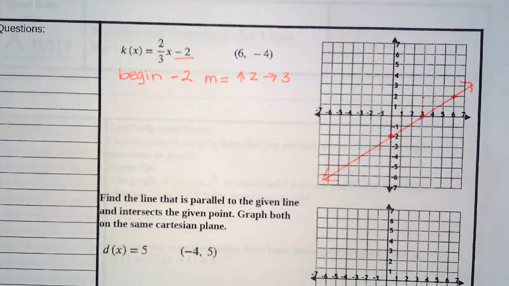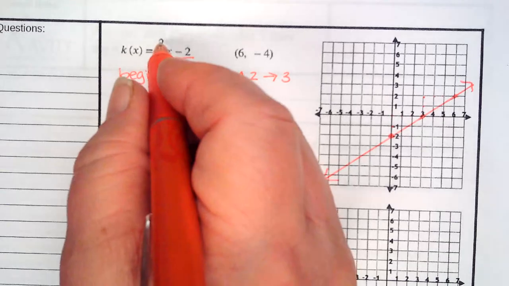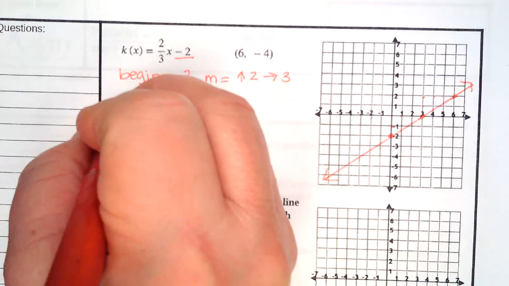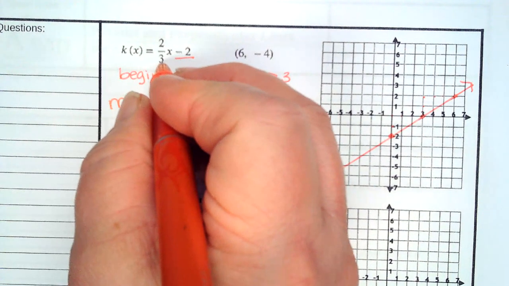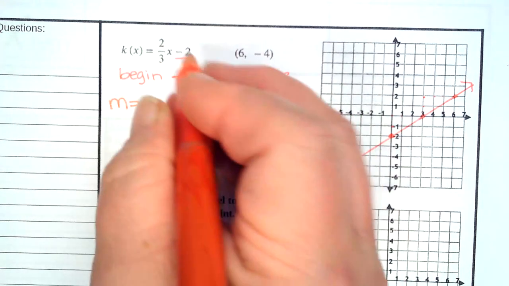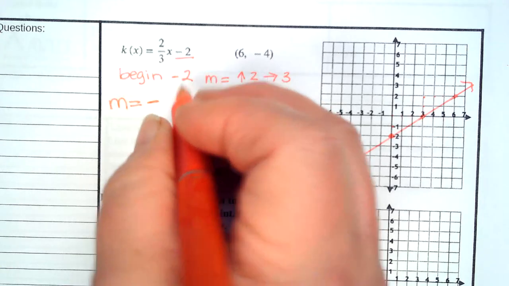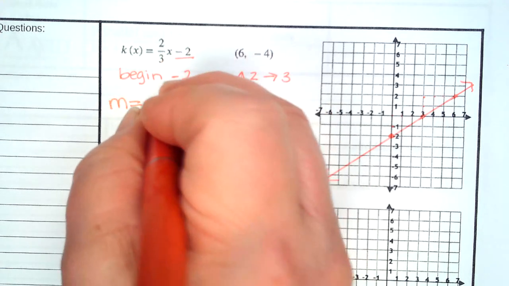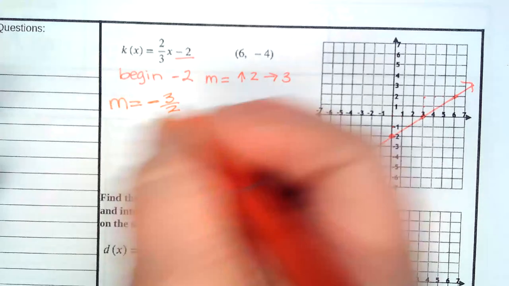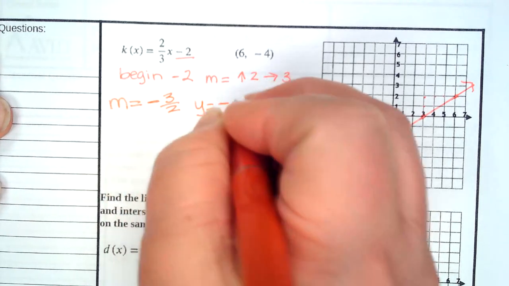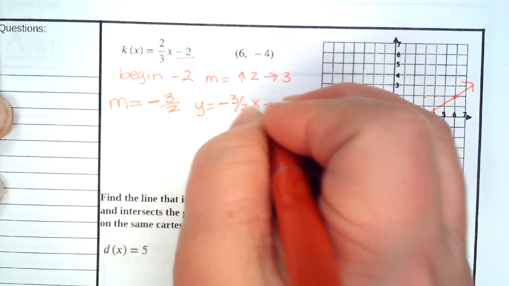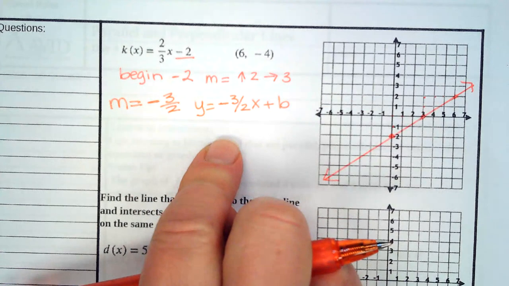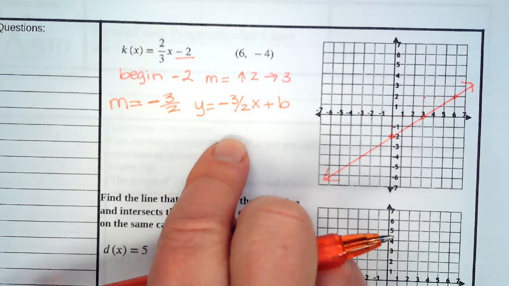Okay, now for the next one, I've got to find that equation that I need to use. Step 1 is to identify the slope. Identify the slope that will be perpendicular to 2/3. Remember, our new slope has got to be the opposite. This is positive, so it's got to be negative. The reciprocal of 2 over 3 is 3 over 2. Put that into our slope-intercept form. Y is equal to the opposite of 3 over 2 x plus b.